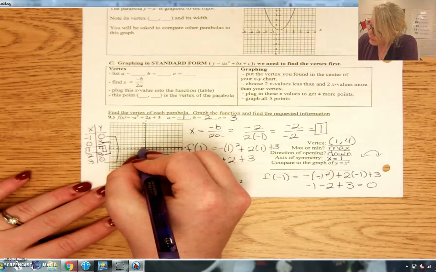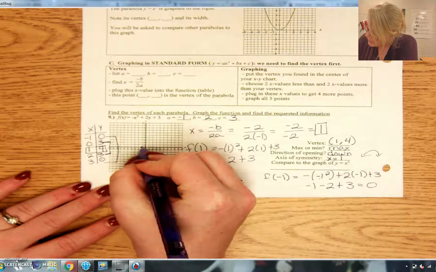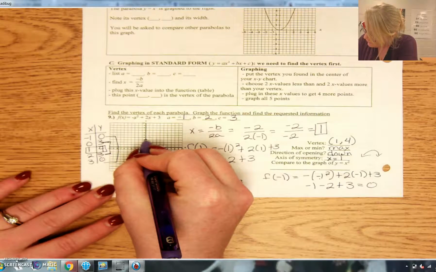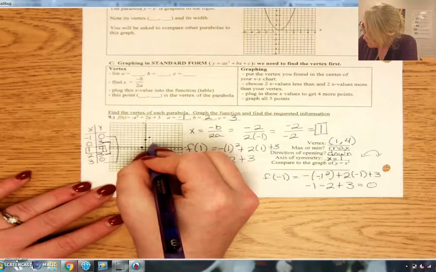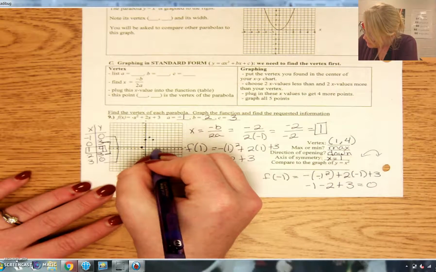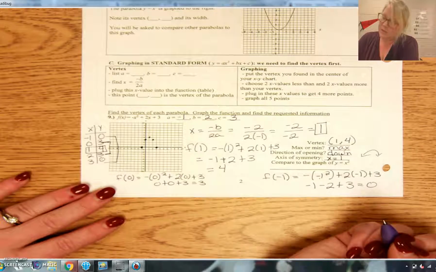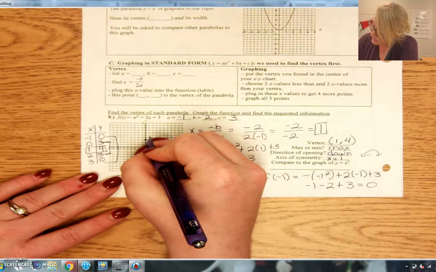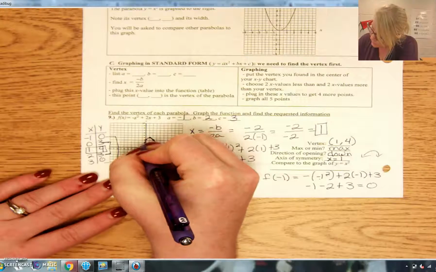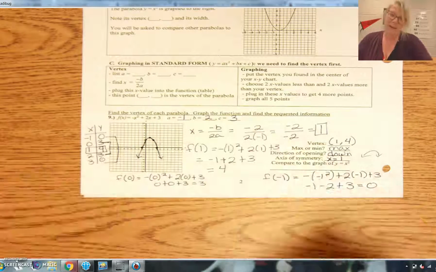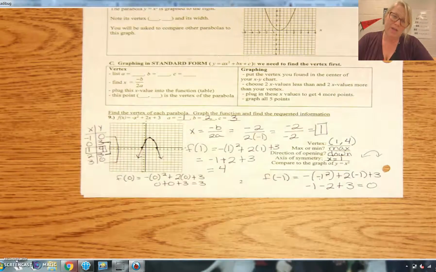So negative 1, 0; 0, 3; 1, 4; 2, 3; and 3, 0. Those are the points on my quadratic, and I just connect them somewhat. Try to do my best. And now I've graphed my quadratic in standard form.